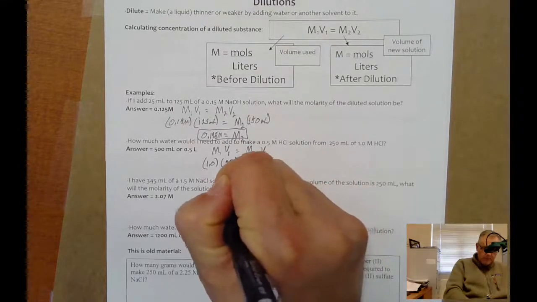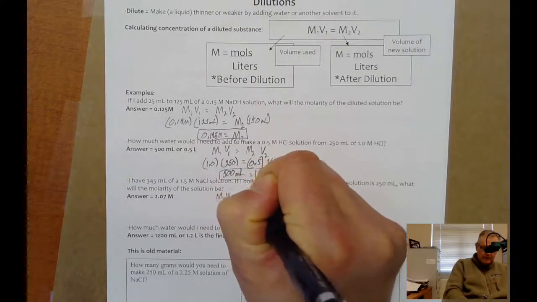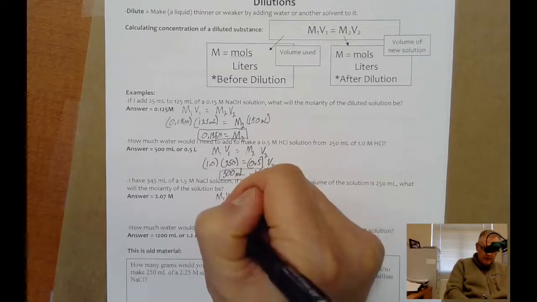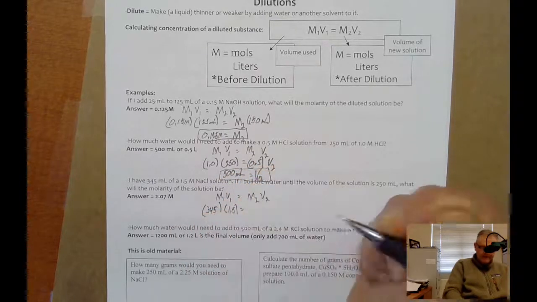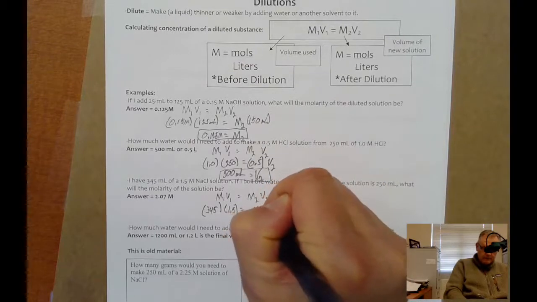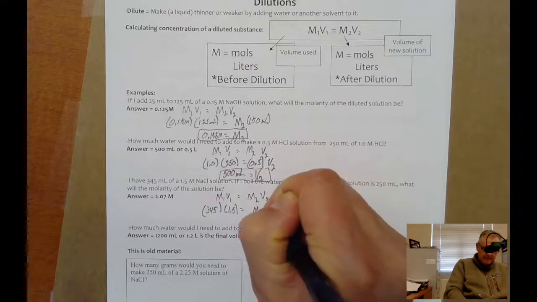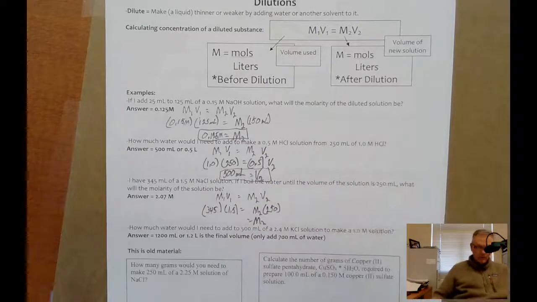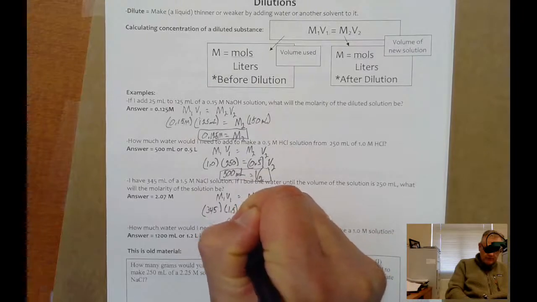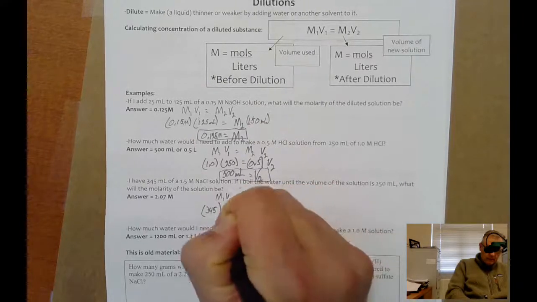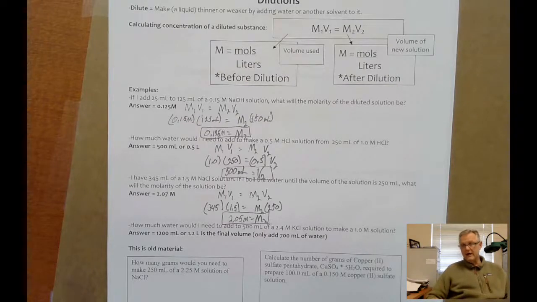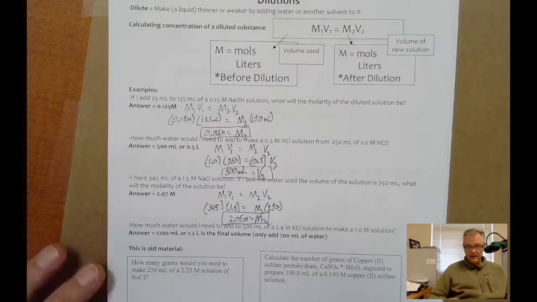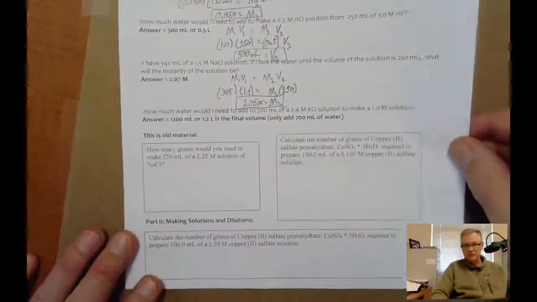So in this one, M1V1 is equal to M2V2. It says 345, and its molarity is 1.5. Kind of did those backwards, sorry about that. I'm looking for M2, and its volume is 250. So my M2 is going to be 345 times 1.5 divided by 250, which gives me a total of 2.07 molar. So guys, this is just what I call plug and chug problems. You just have to look at what you are given, read your problem, and substitute into the formula.